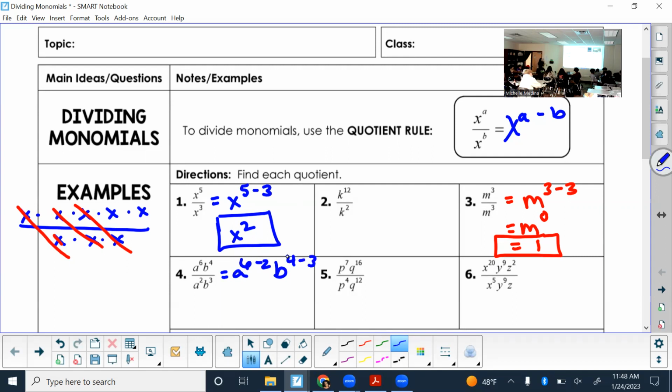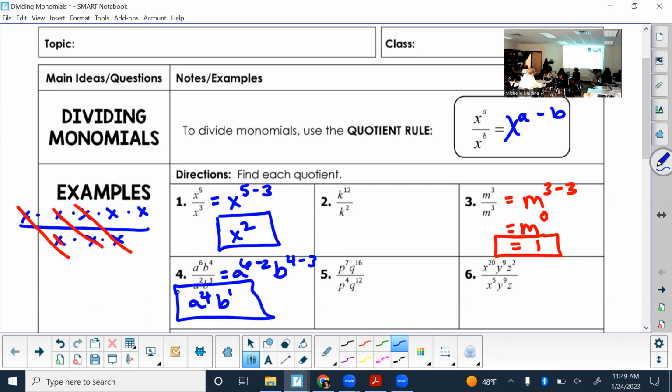4 minus 3. Simplify. What will be the new exponent on the a? 4. What will be the new exponent on the b? 1. 4 minus 3 is 1. Do I really need to write the 1? No. If it's not written, it's implied to be 1, but I'll just write it for fun. Questions on that?